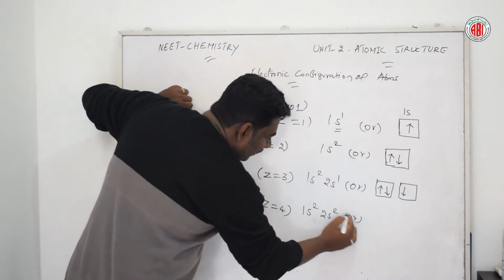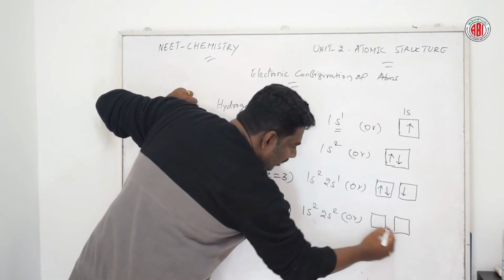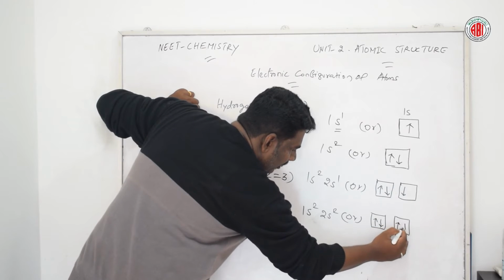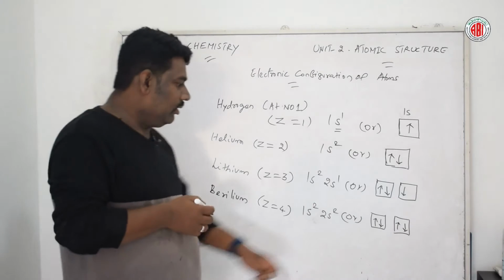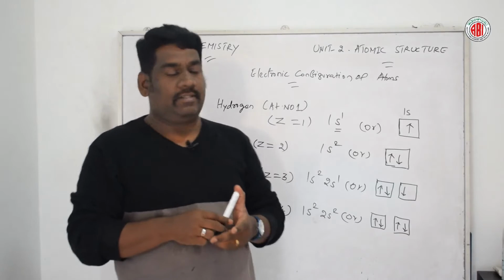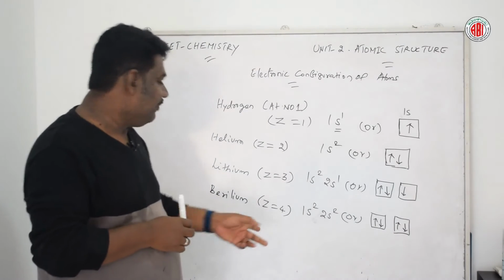It can also be written in the form of two boxes, where we show 2 electrons in each box, one pointing upwards and the other pointing downwards. This expresses the opposite spins of the electrons. By this way we can explain the electronic configuration of beryllium.